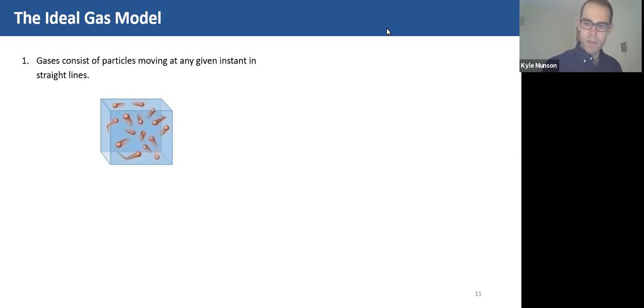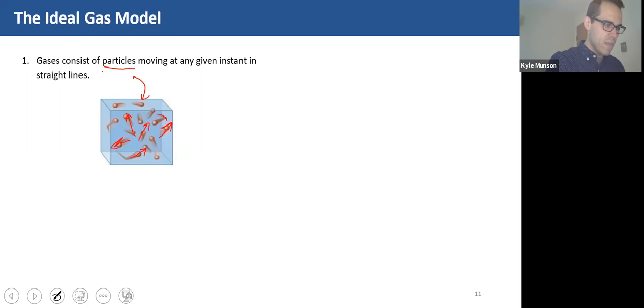The first feature of this model is gases consist of particles moving at any given instant in straight lines. So this is kind of the same picture we saw before, where gas molecules, this is a particulate level view, are zipping around in this container, and they do so in straight lines at any given instant. I'm going to attempt to draw this in straight lines. Okay, they're not moving in zigzag lines like my drawing would suggest. They're moving in straight lines in the container.